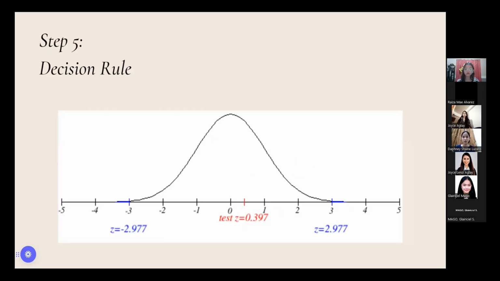On our step 5, which is the decision rule, the test statistic is 0.397 and the critical value is 2.977, and based on the two values, it clearly shows that the test statistic 0.397 is less than the critical value 2.977. So it means we fail to reject the null hypothesis.